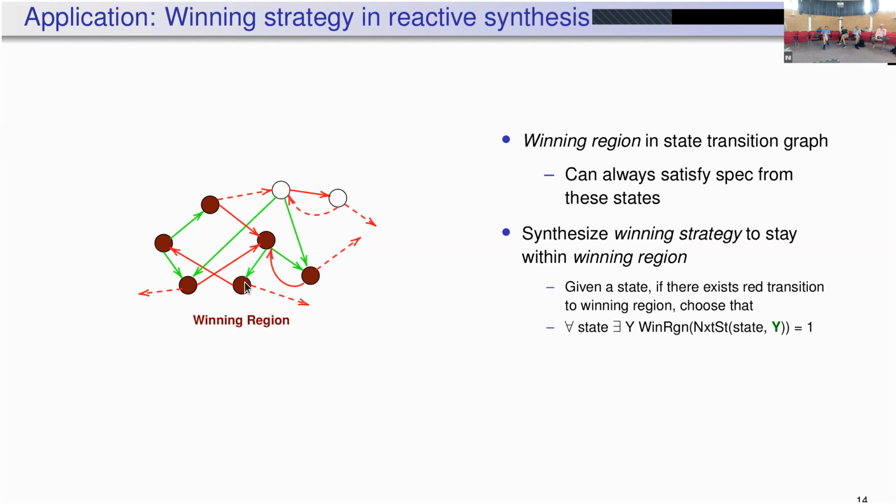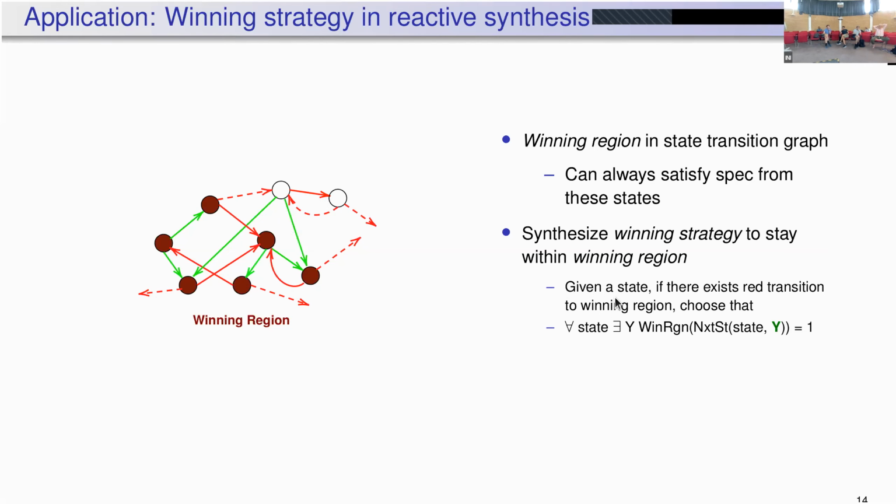And from there, maybe the environment forces me here, and then I have two options. If I take this, I stay in the winning region. That's how I can stay in the winning region. There's one state here, this arrow should have been colored green. Either the system takes a move or the environment takes a move.